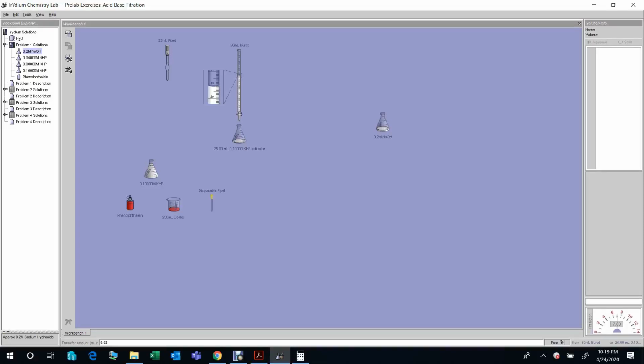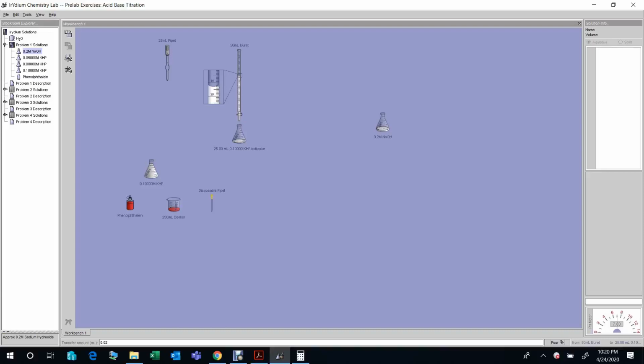No color change. I keep adding. I just keep adding. As you see, as you keep adding, this liquid level keeps going down. You see, I click once and you can see the volume going down. At the same time, we need to pay attention to the color change.